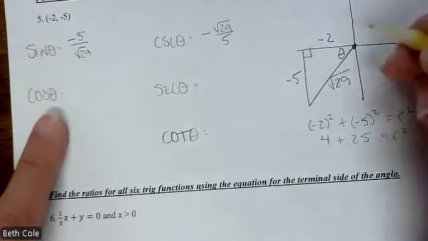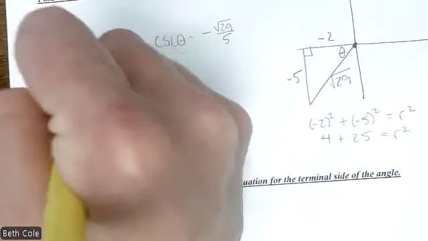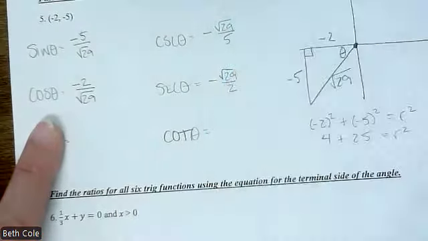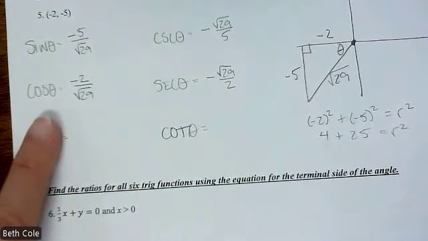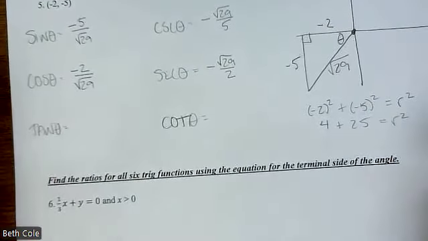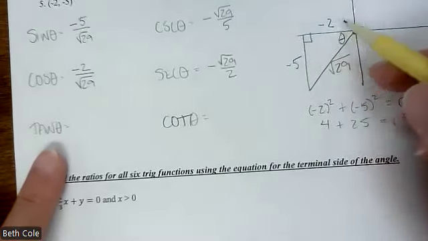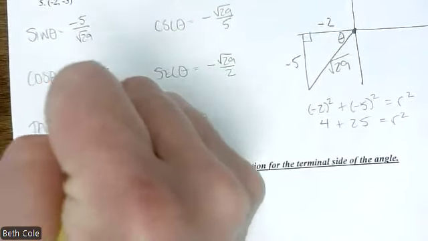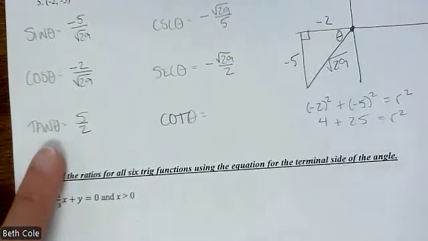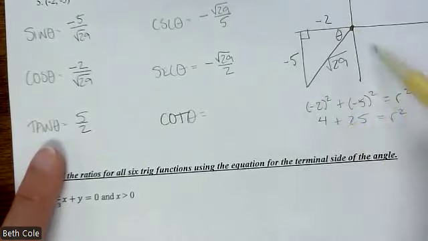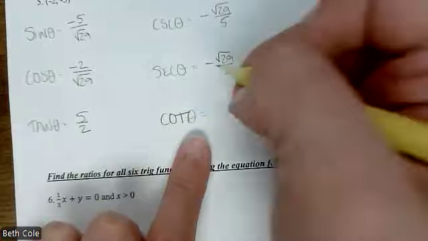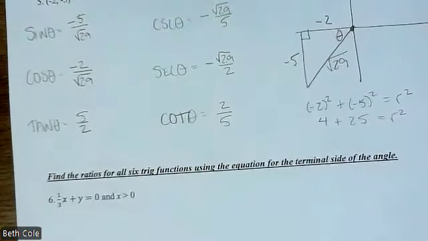Cosine is adjacent over hypotenuse. So negative 2 over square root of 29. And then for secant, you're just going to reciprocate it. Tangent is opposite over adjacent. Now that's negative 5 over negative 2, and your negatives cancel. That's why tangent is positive in the third quadrant. It's because they're both negative and then the negatives cancel out. And then cotangent is 2 over 5.